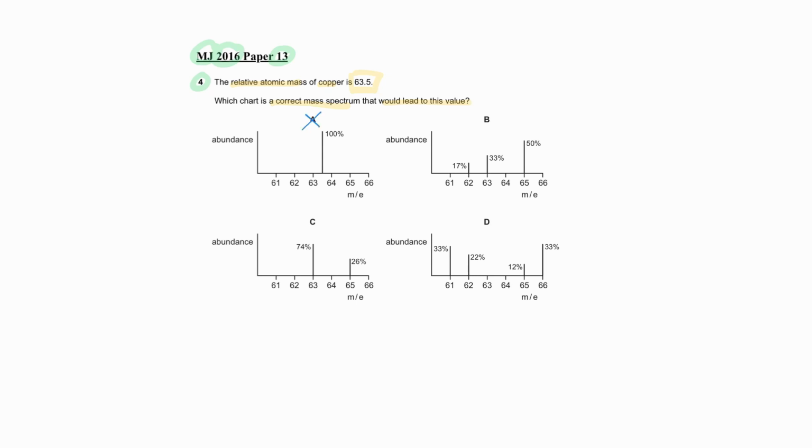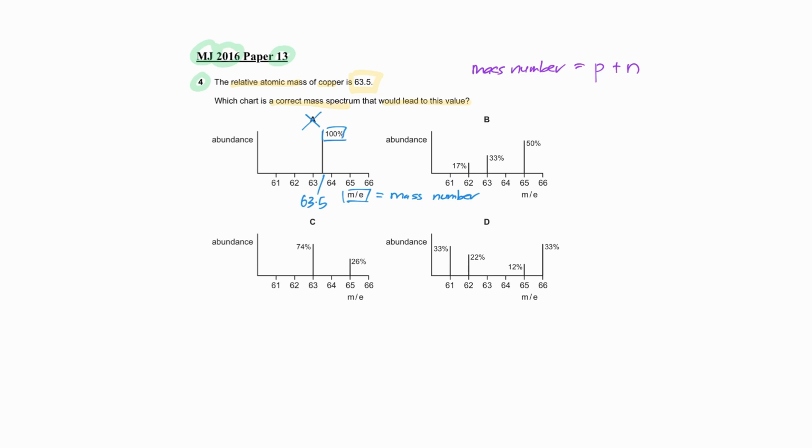So we cannot pick A as the answer, even though here we have 63.5 with 100% percentage abundance. It's because m/e is actually the mass number, where the mass number must be a whole number. So it shouldn't be in decimal places, because the mass number is actually the total number of protons plus neutrons.